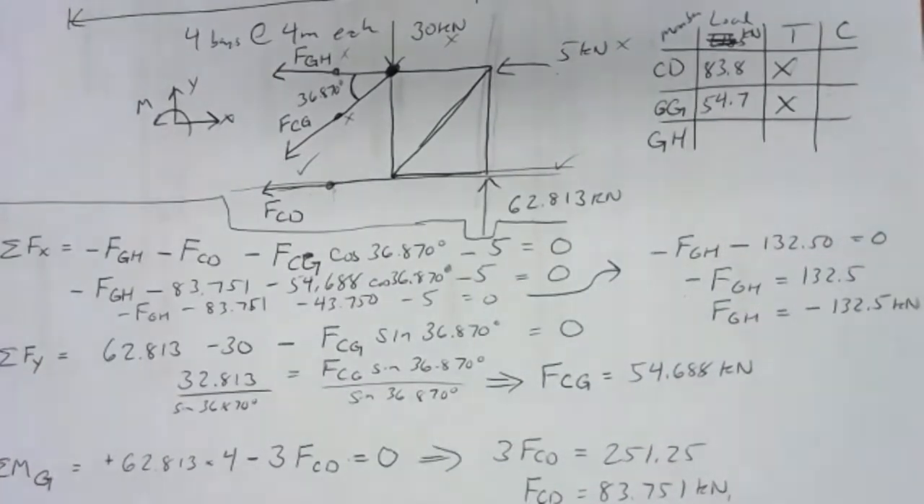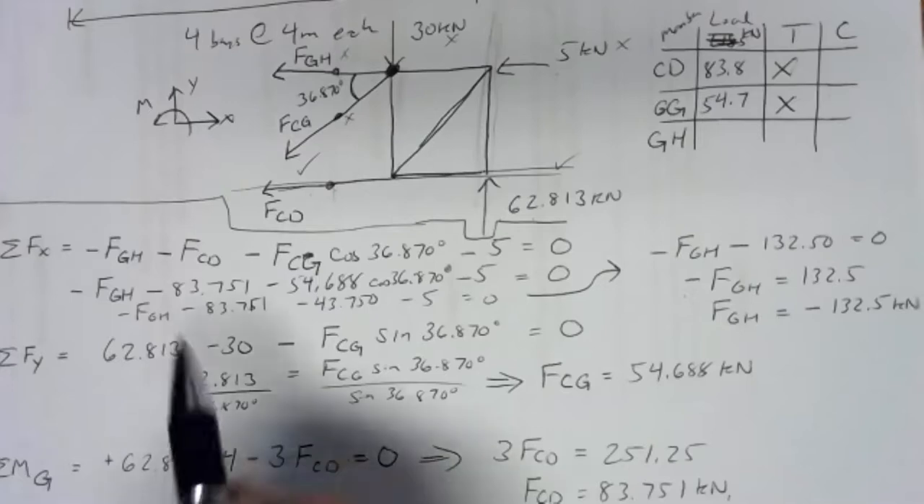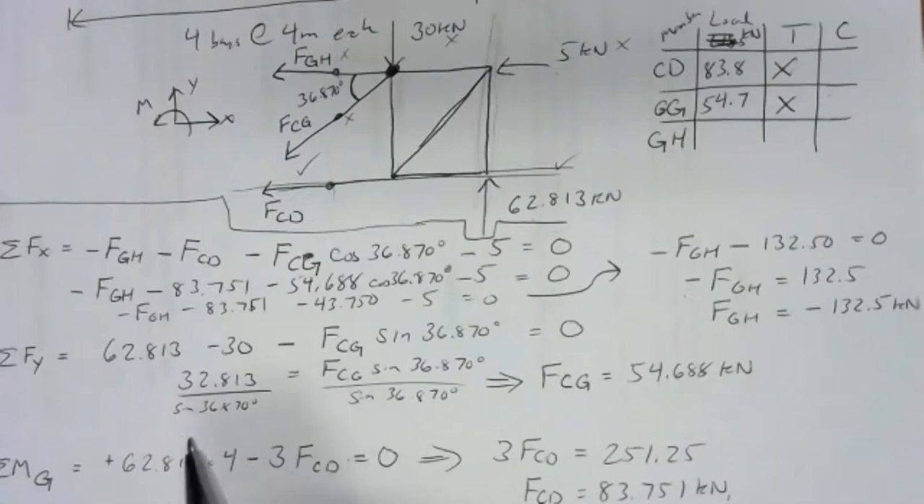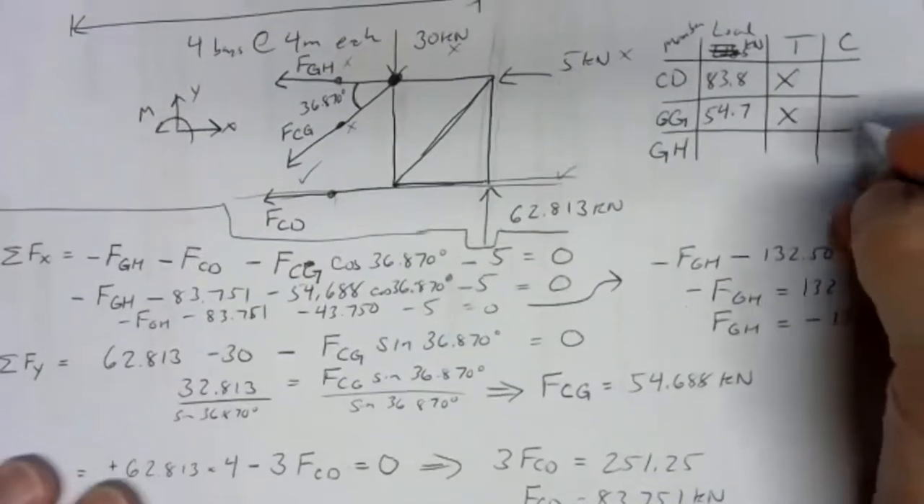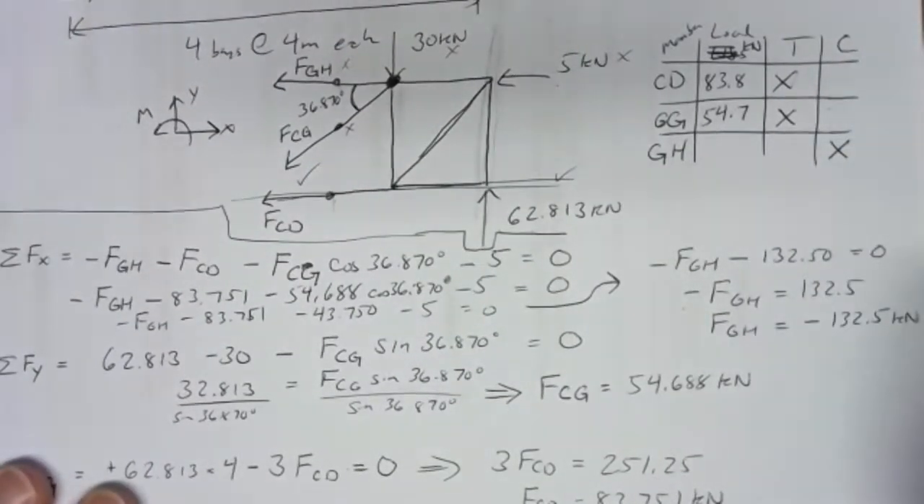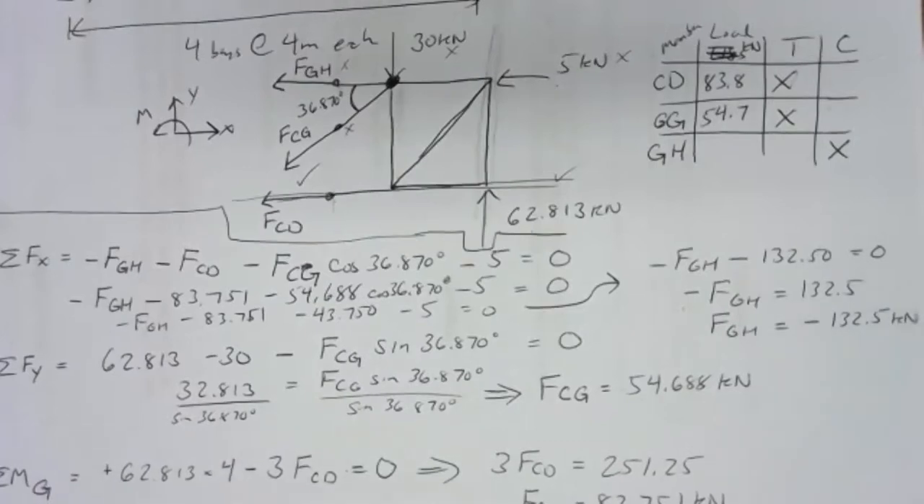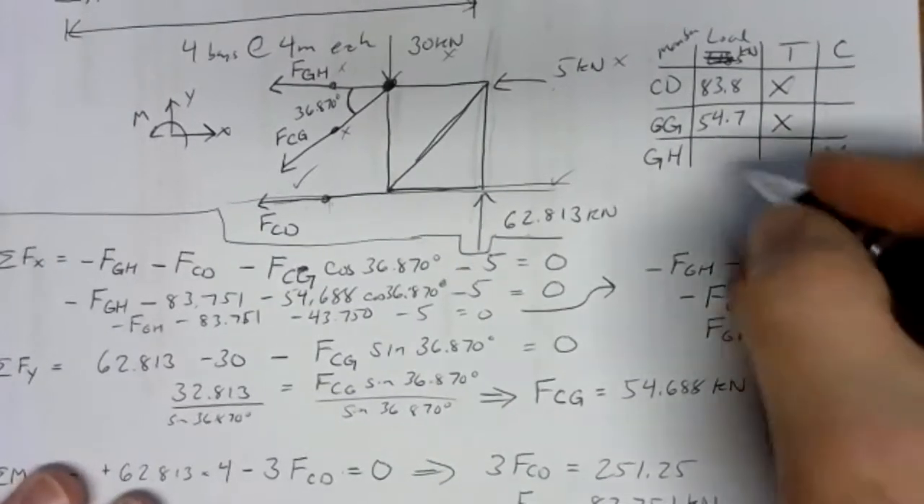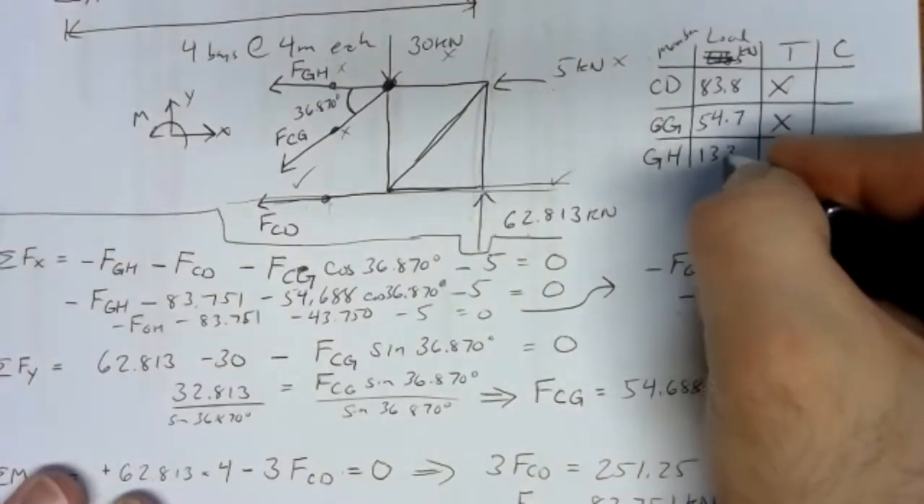Kilonewtons. So remember GH, we have negative 132.5 kilonewtons. So that one came out negative. And in method of sections, as long as you make your assumptions in tension, negative answers mean compression. So remember, GH experiences a compressive force, and rounding off this to 3 sig figs would be 133.